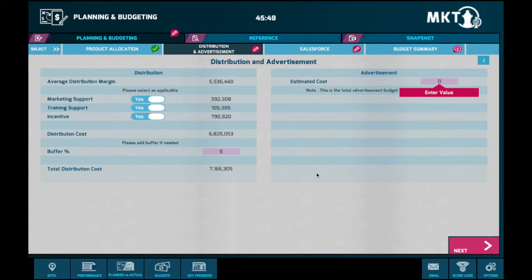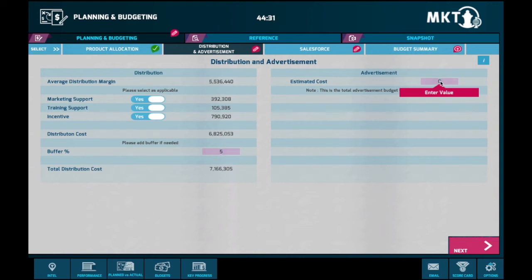Having determined the market share and the price, you would now need to determine the budgets that you would like to seek for distribution and advertisement. Based on the amount of products that you would like to sell, the overall distribution margin is calculated based on an average value from your previous year's performance. On top of that, you could either choose to provide marketing, training, and incentive support to your distributors, and that would mean that you would need to incur more cost over and above the average distribution margins that you set for them. Buffer percentage is a set of percentage that you would like to provide in order to meet for certain contingencies and plan for certain exigencies which would happen when you are executing your plan.